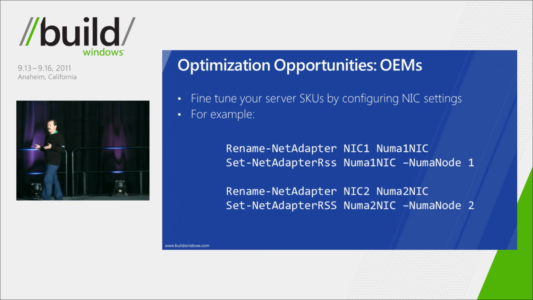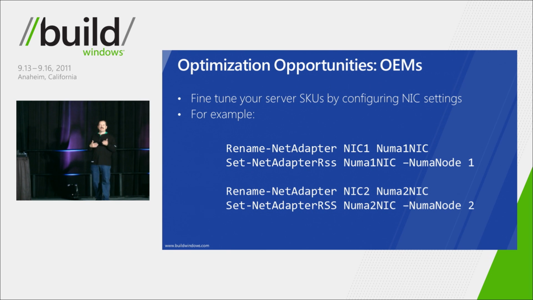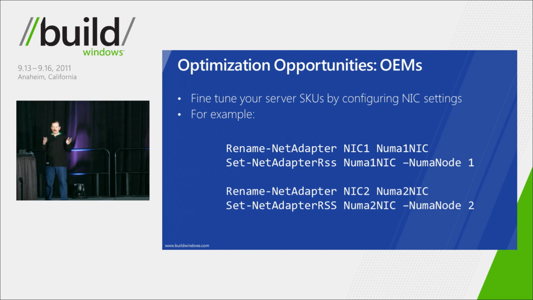Here's an example where the OEM has a machine and they want to set it up for RSS. So this will be more of a native example. You know exactly what the configuration of the motherboard is, you can see where the NUMA nodes are. So I'm going to rename one of the NICs, NIC 1, I'm going to call it NUMA 1 NIC.